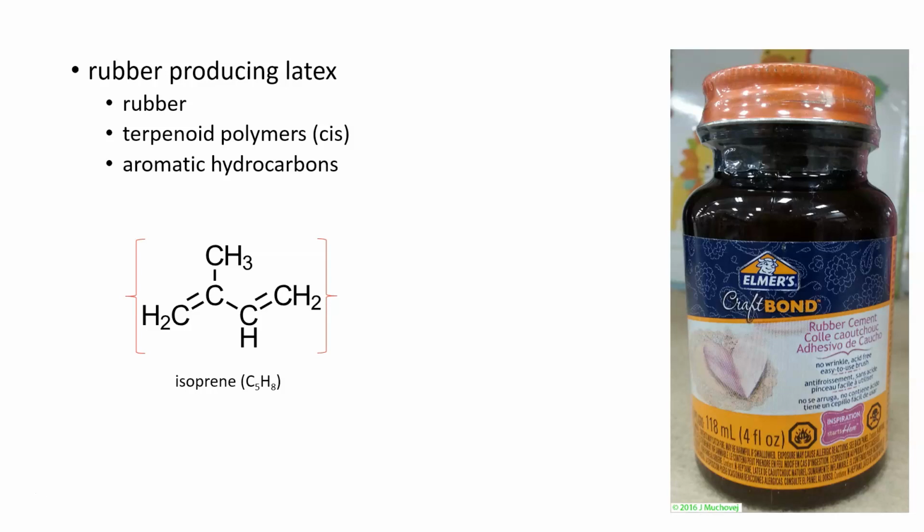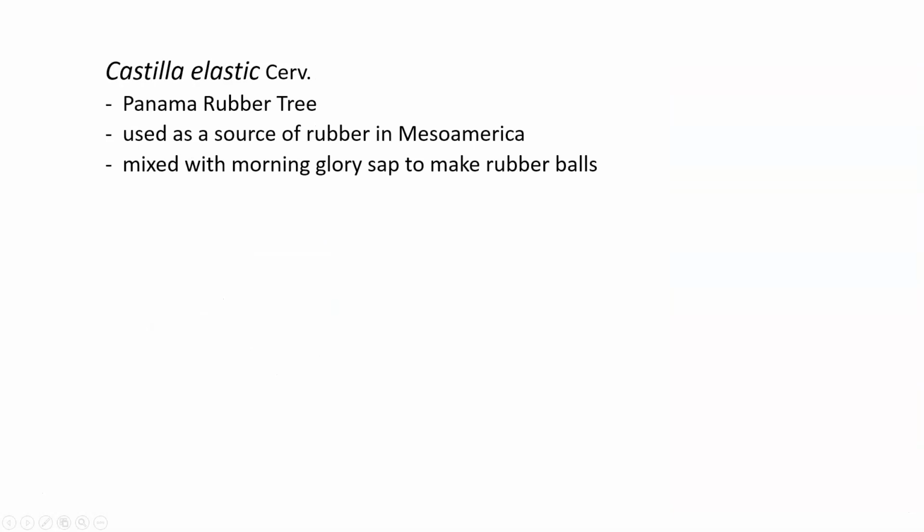The isoprene unit is used to put together aromatic hydrocarbons, which are 6-sided. These materials can be easily used for a lot of different things. One of the problems is none of them are soluble. We're going to start looking at several different sources of these from plant materials.